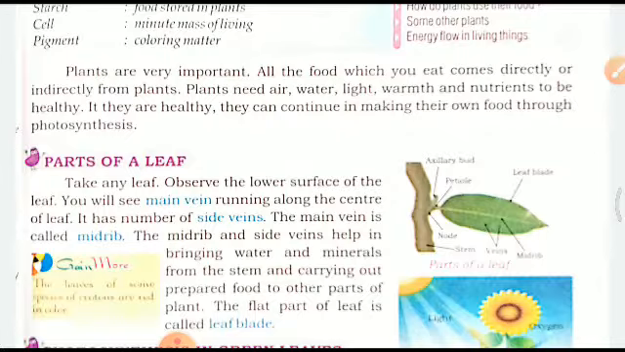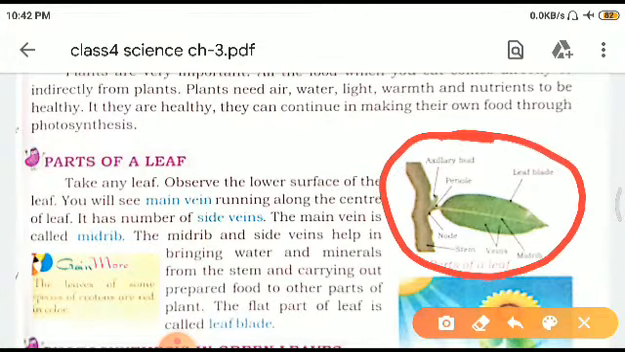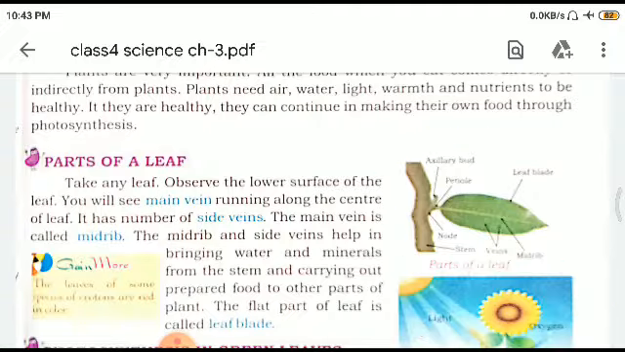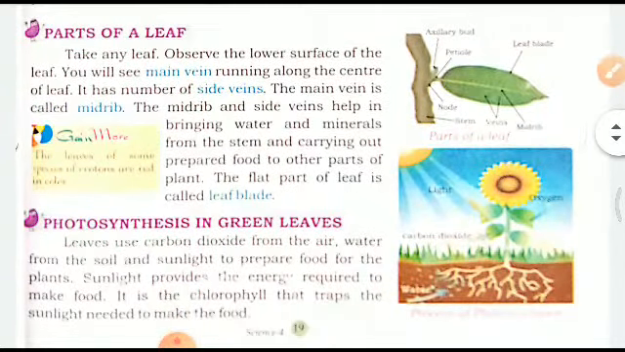The parts of a leaf. You see this diagram here, right, children? This is the diagram of a leaf. You can see the axillary bud, then petiole, leaf blade, stem, veins, and all those things, right? Take any leaf, observe the lower surface of the leaf. You will see the main vein running along the center of the leaf. See, children, here it is.